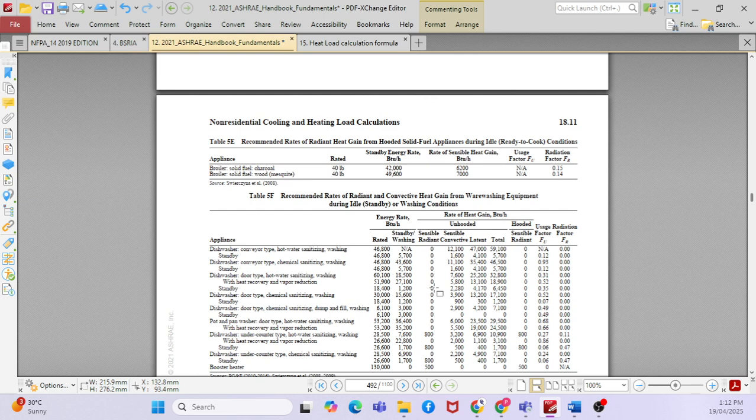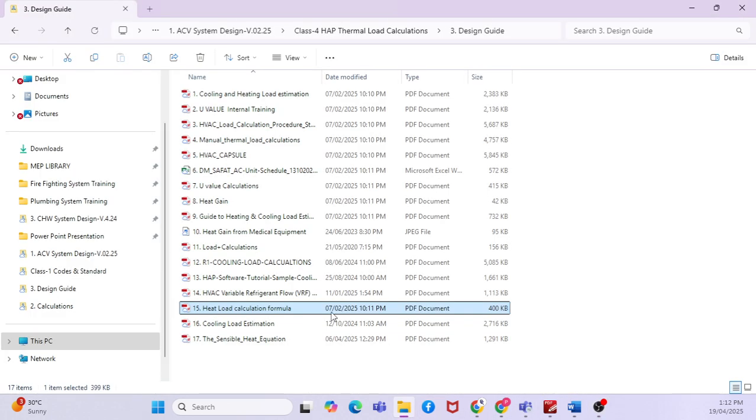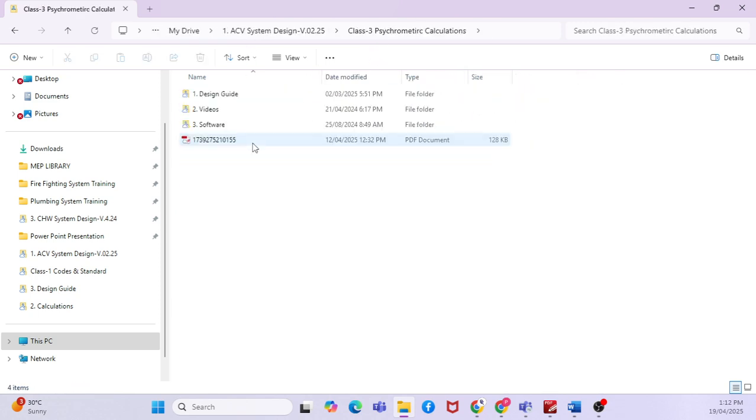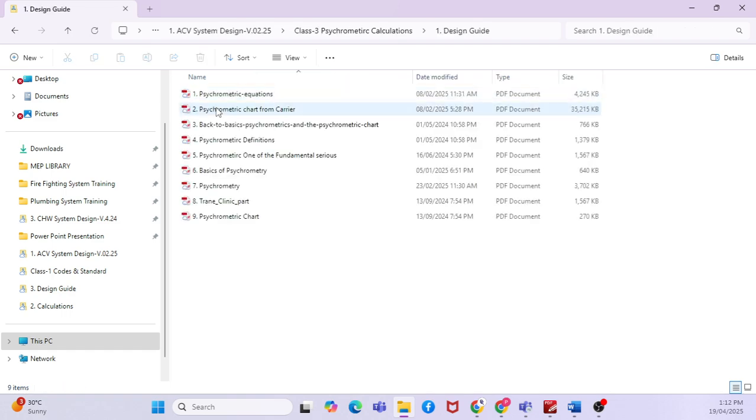Okay, tell me, do you have any doubts? Yeah, I have doubts regarding that psychrometric chart, like you were asking about the specific volume and everything. Yes. If you go to my guideline, the psychrometric calculations design guide.